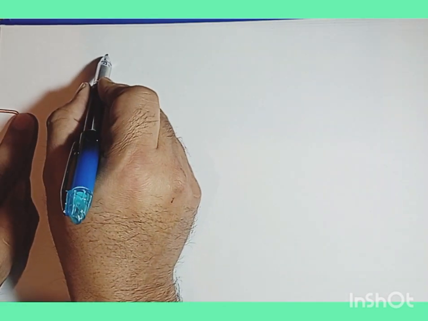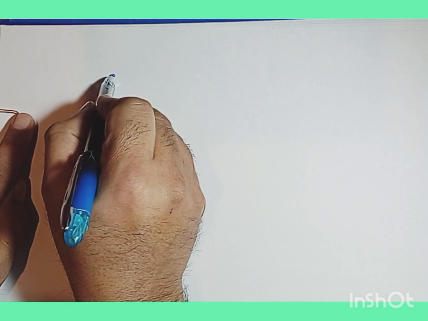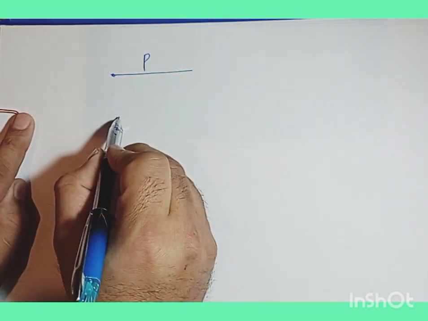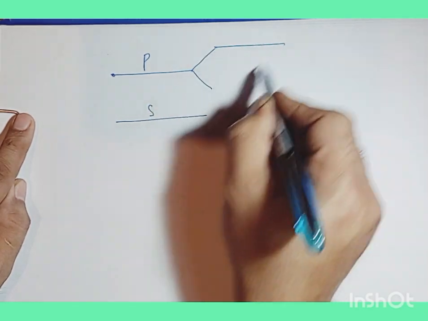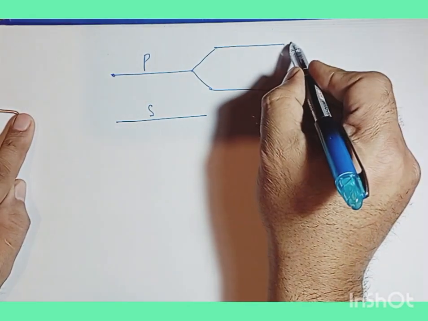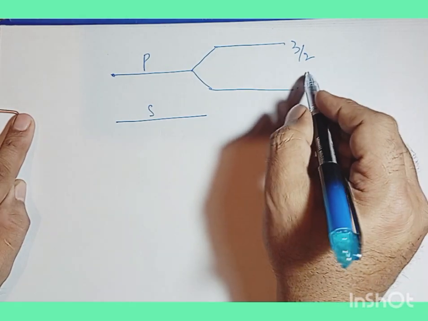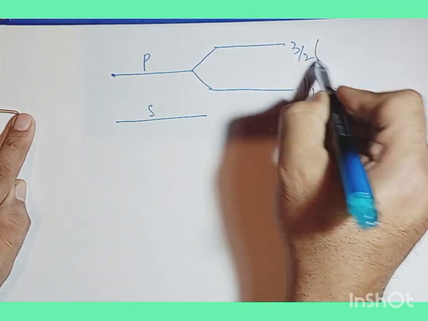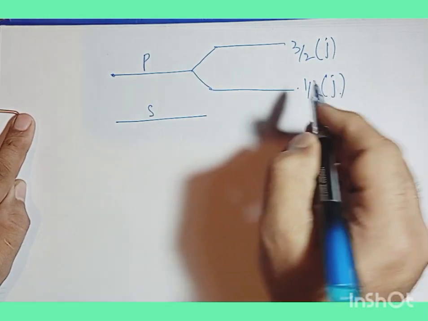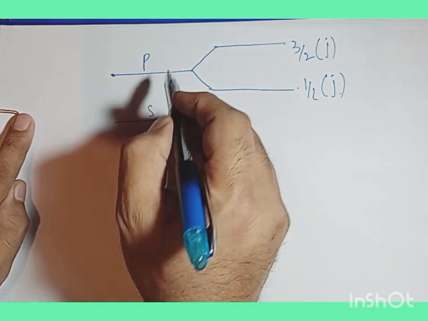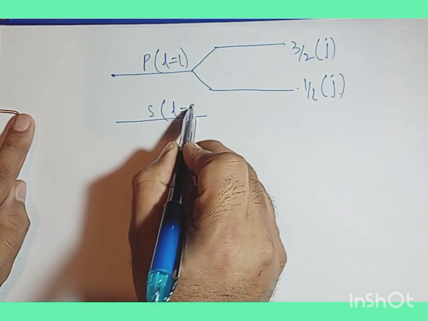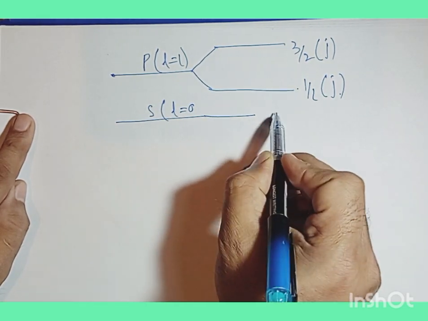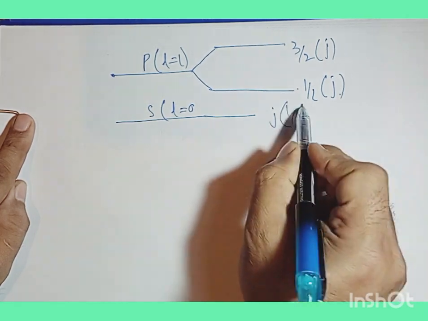There is splitting of lines. And how can we analyze this now? Now if I choose this is my P level, and this is my S level. In the P level, what I have is 3 by 2, and I have 1 by 2. This is J, and this is J. And for P, what is L? L is equal to 1. And for S, what is L? L is equal to 0. And for S, I simply have J as 1 by 2.